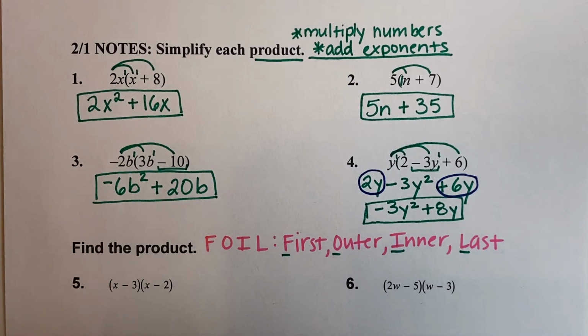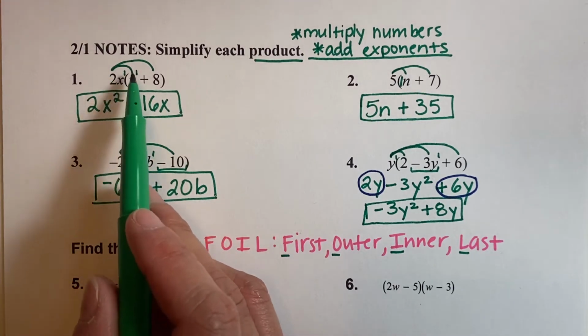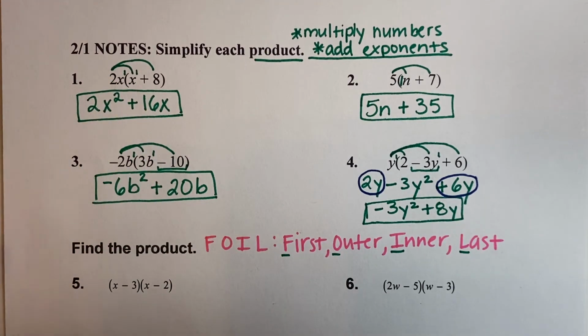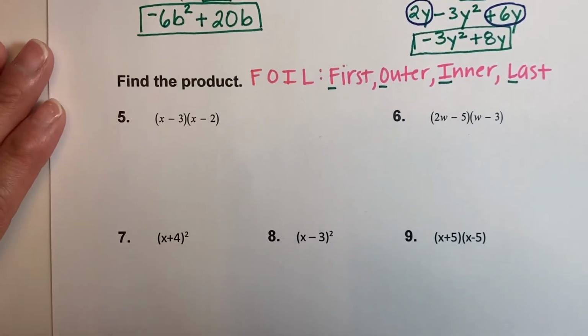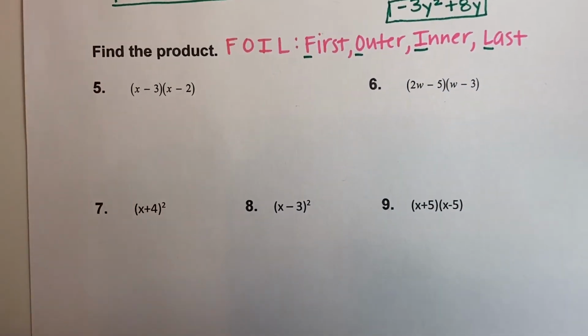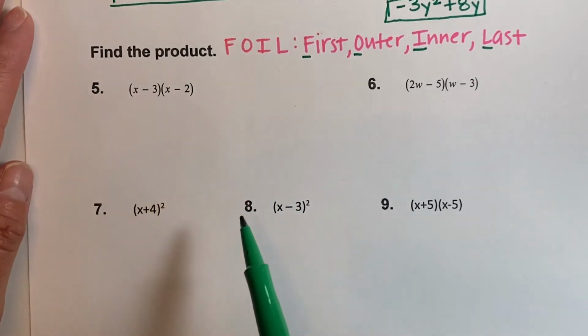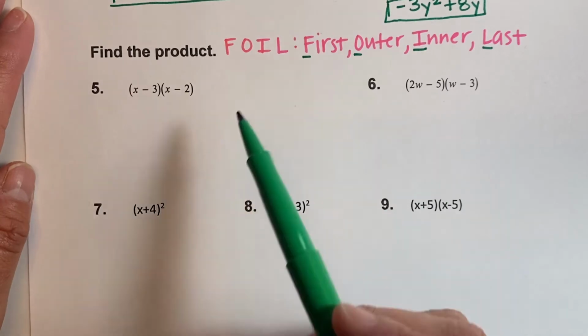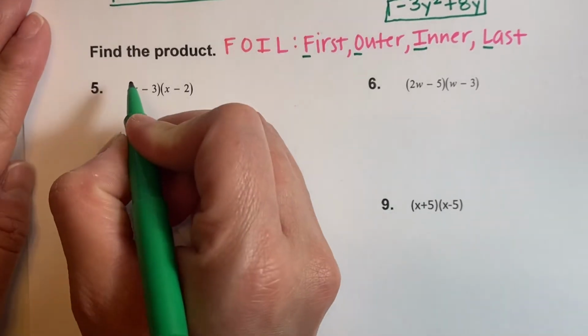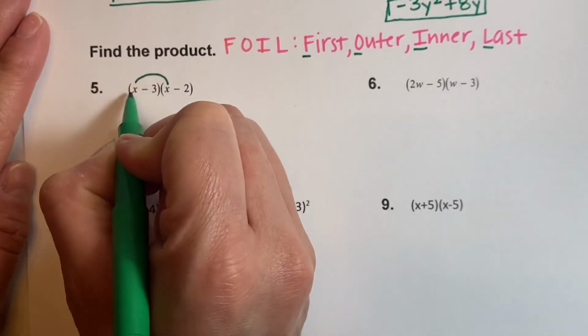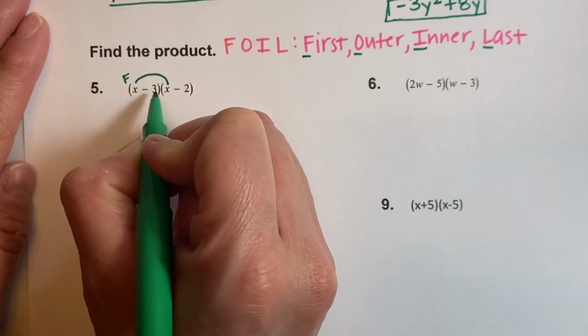Now I'm going to go over some examples of multiplying using FOIL when you have binomials. Here it was just one single term multiplied to each term on the inside of the parentheses. Now we're going to look at some examples where you're multiplying two terms inside. So we're going to use a method called FOIL: first, outer, inner, and last. I'm going to multiply first the first two terms.